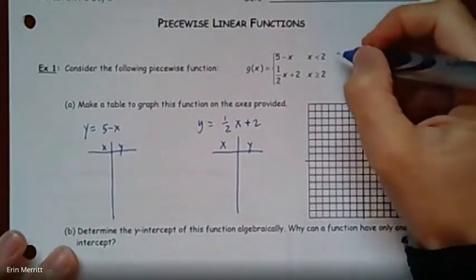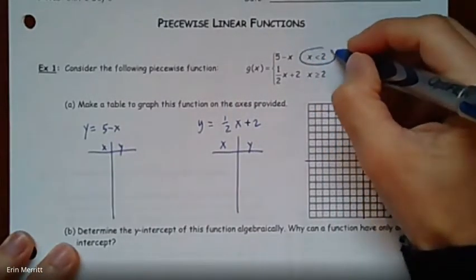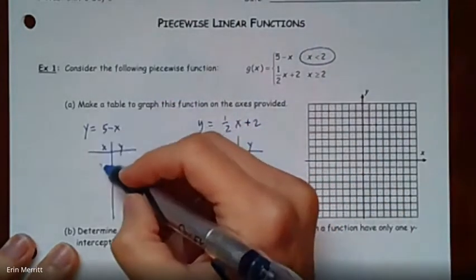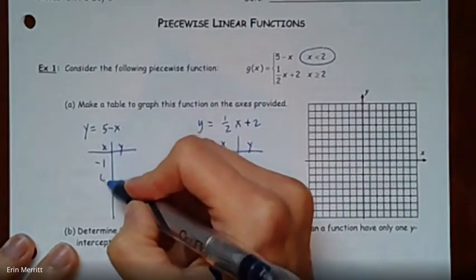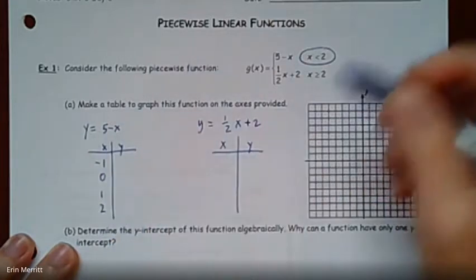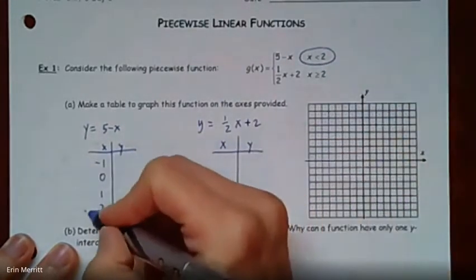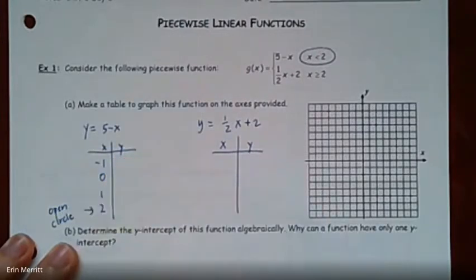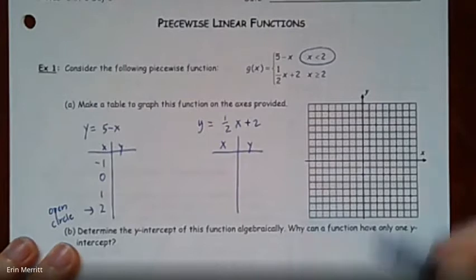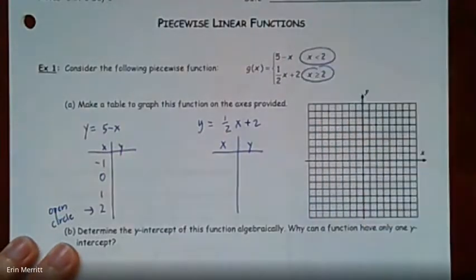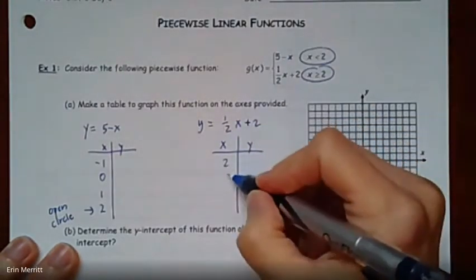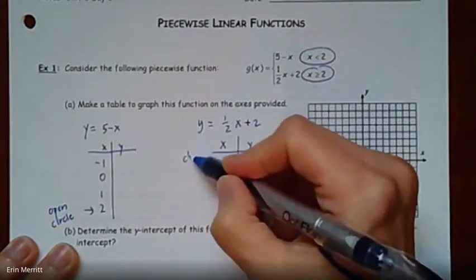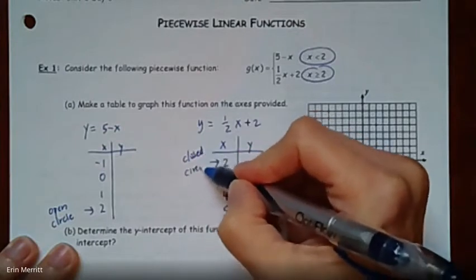So pay attention to the domain that you're given over here. For the first one, we want values less than 2. So we might want to plug in -1, 0, 1, and 2. Even though it strictly says less than, just remind yourself this is going to be an open circle here, but I still want to plot that point. And then for the second part, this is going to be for all the values greater than or equal to 2. So maybe start at 2 and then go 3, 4, 5, something like that. And in this one, this is going to be a closed circle.